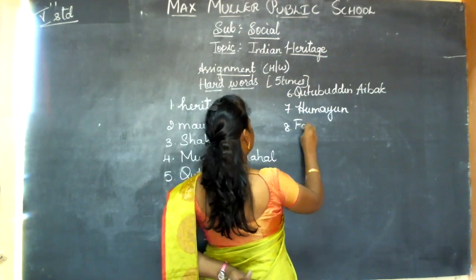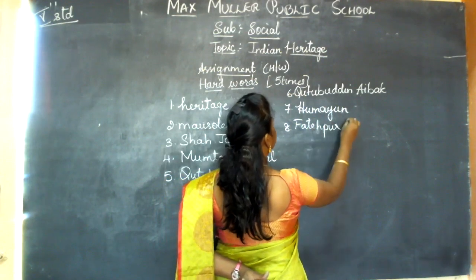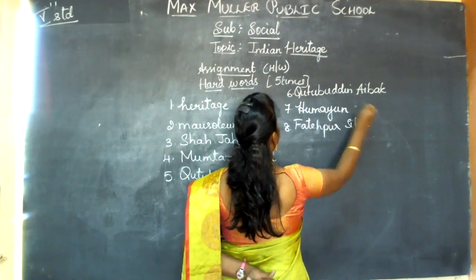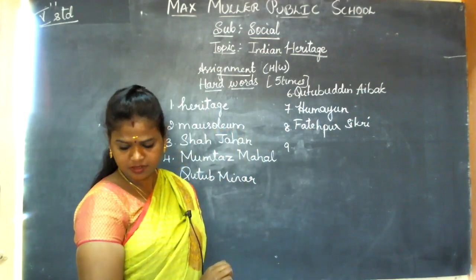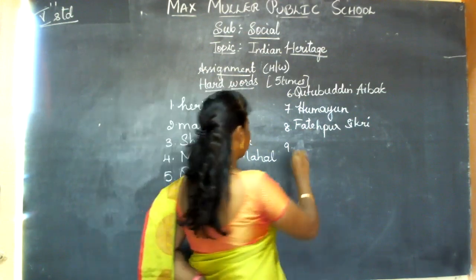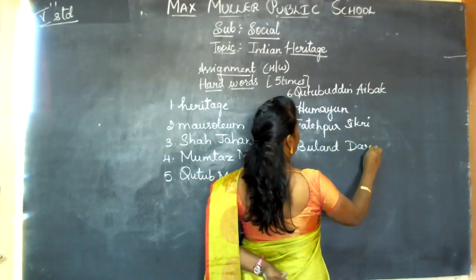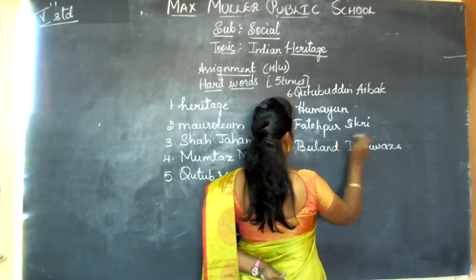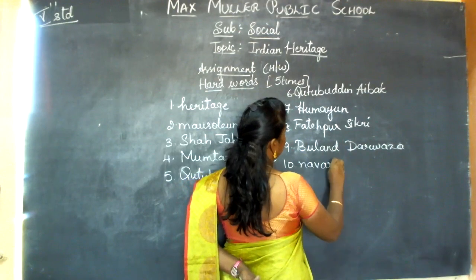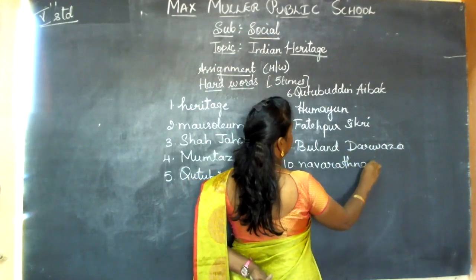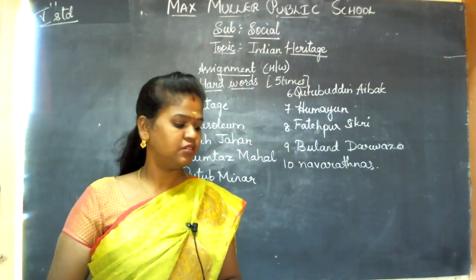The 8th word is Fatehpur Sikri. Buland Darwaza. And the 10th word is Navaratnas. So these are the 10 words which you are going to write as your assignment.